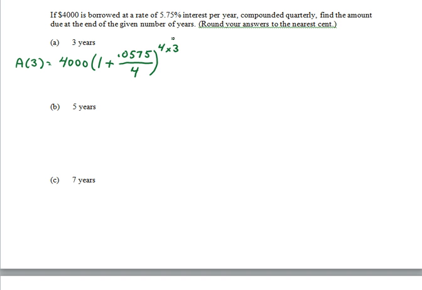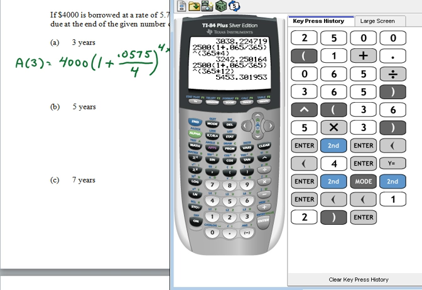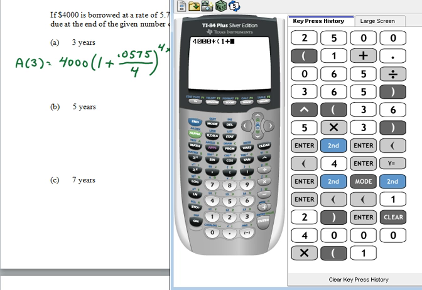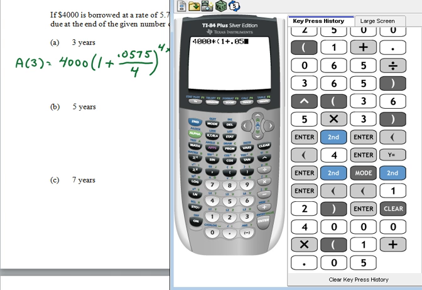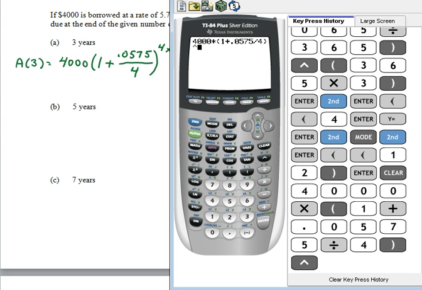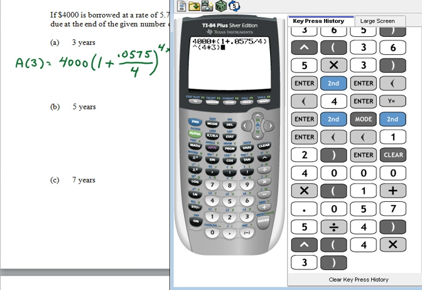When we go to the calculator, let me clear what we have there now and enter 4,000 times parentheses 1 plus 0.0575 divided by 4, close your parentheses, raised to the power, and I'm going to put it in parentheses 4 times 3. And we get $4,747.25.